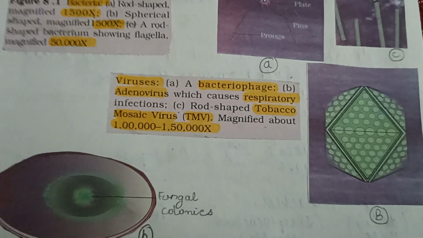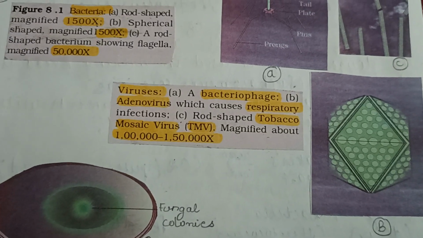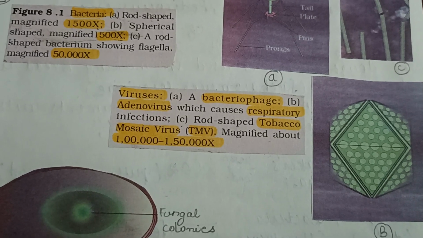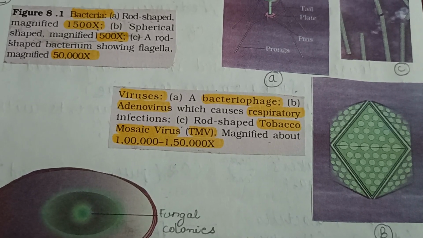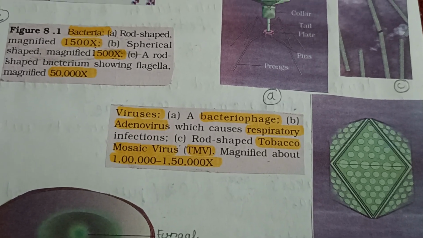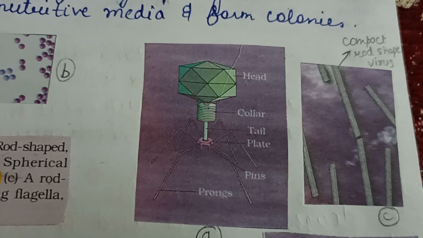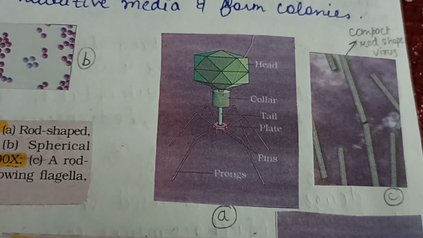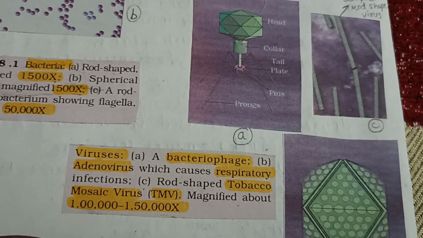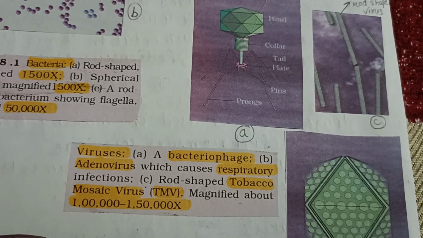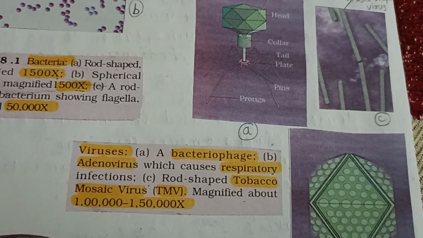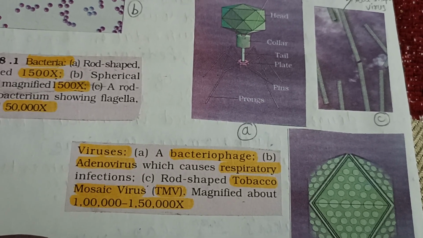Okay, a question can be asked in picture form or in case-based studies. So learn the virus named adenovirus. This causes respiratory infections. And then this third, compact rod shaped virus, is tobacco mosaic virus, TMV, magnified about 1 lakh to 1.5 lakhs.